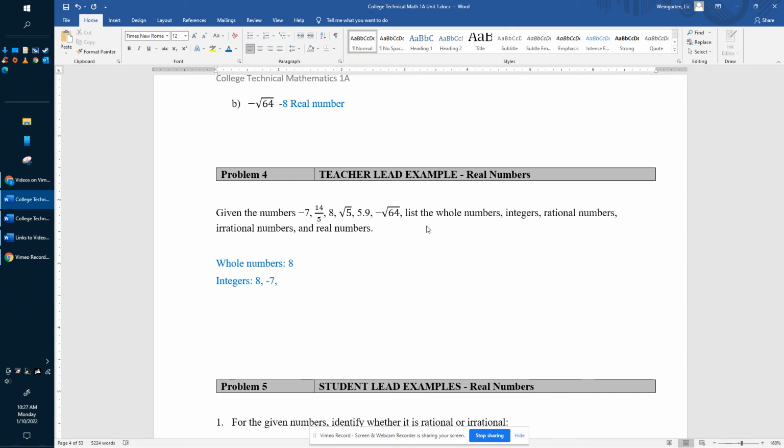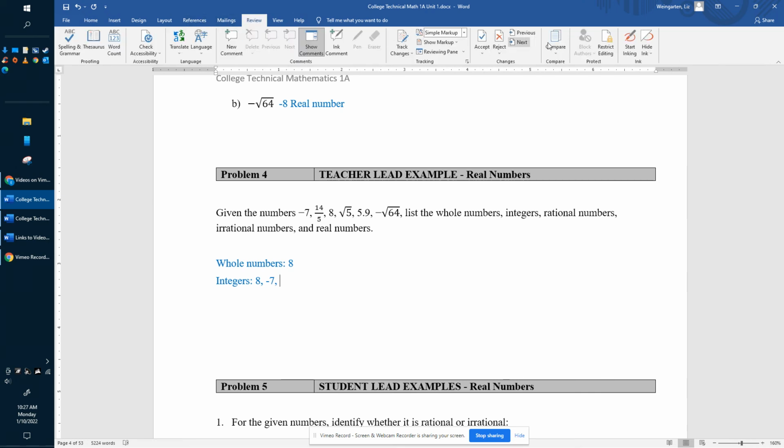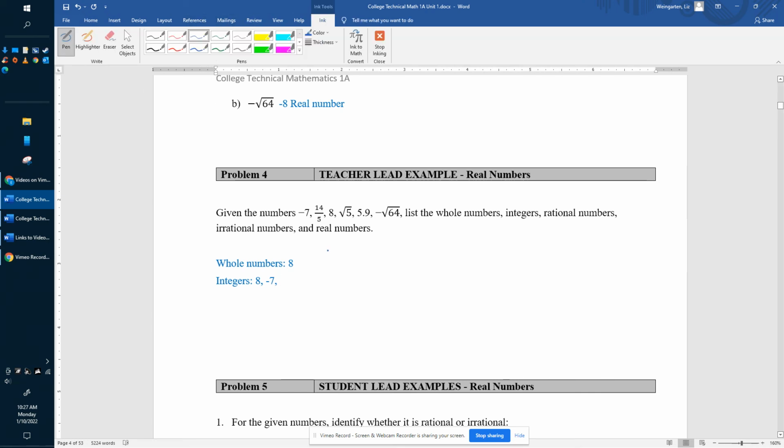14 over 5 is going to be a fraction. We already have 8. Square root of 5 is irrational. 5.9 is a decimal, so it cannot be included in the integers. Negative square root of 64. As we saw up here, the square root of 64 evaluates to 8, so negative square root of 64 is -8. So we can say that negative square root of 64 is an integer. So we'll add that to our list.